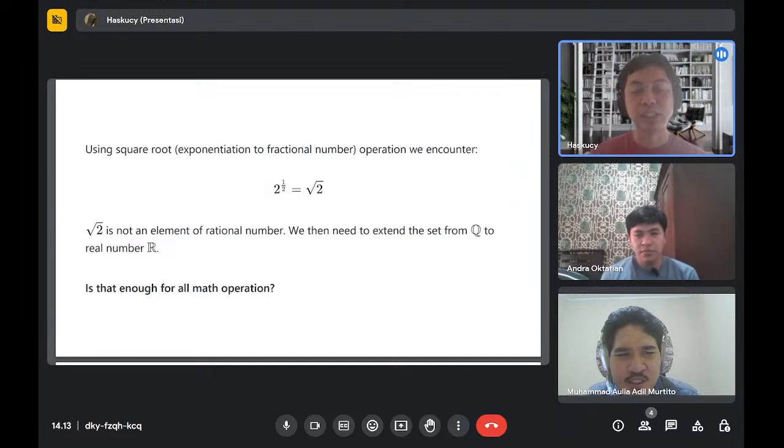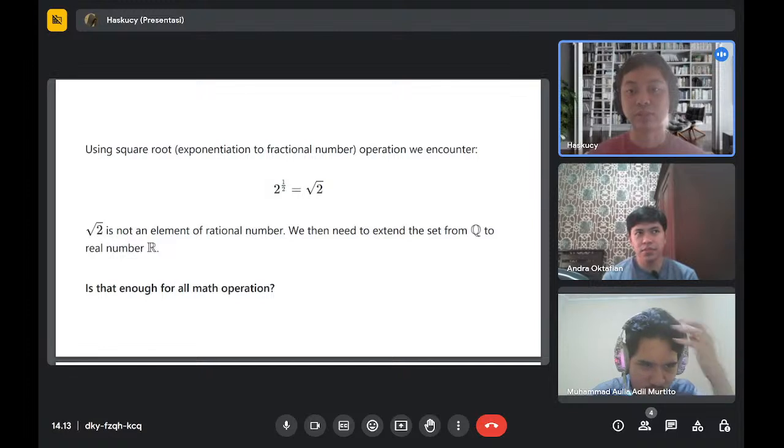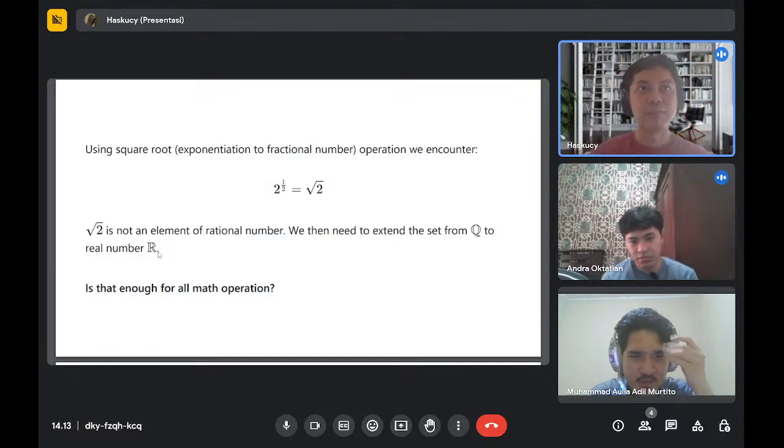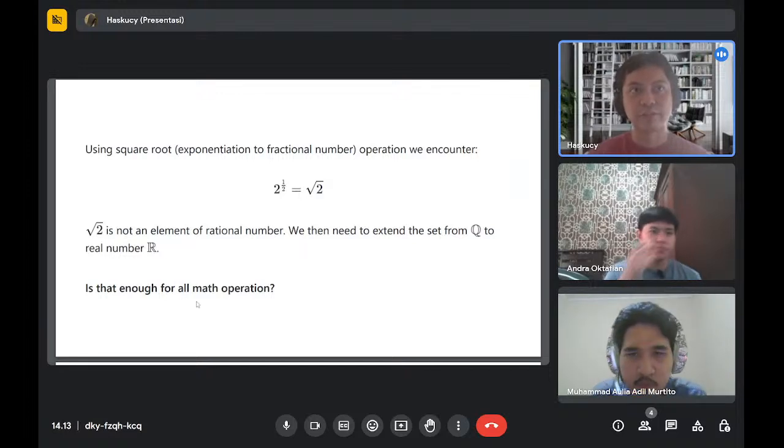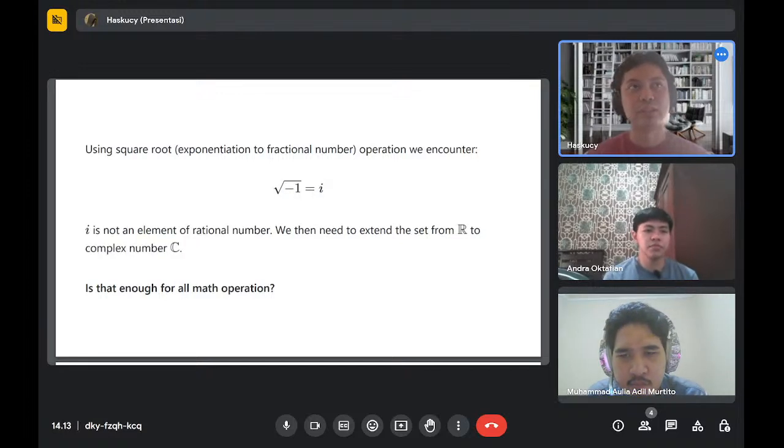We cannot. So it is a real number. It's not a rational number. Pi is not. Yeah, that is pi. So after a real number, square root of 2 cannot be defined with rational, right? I mean, there is some proof there, but let's imagine that this is true. However, this is not enough for all math operations.